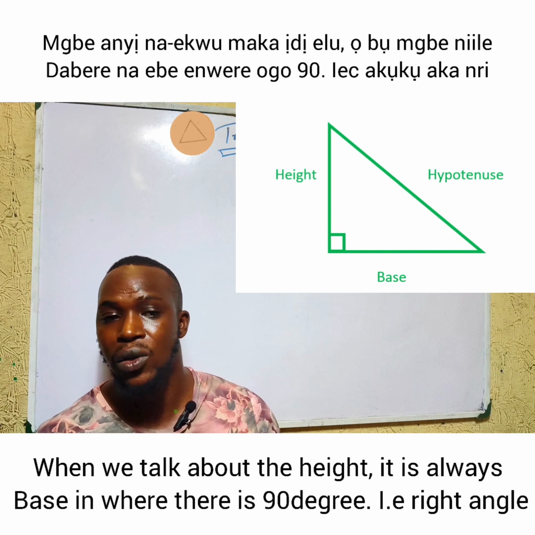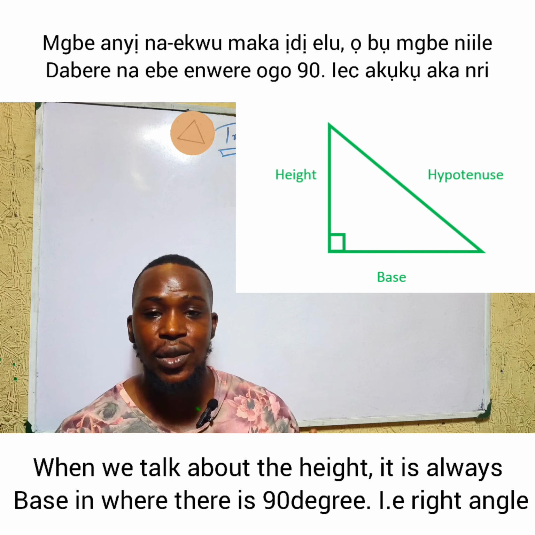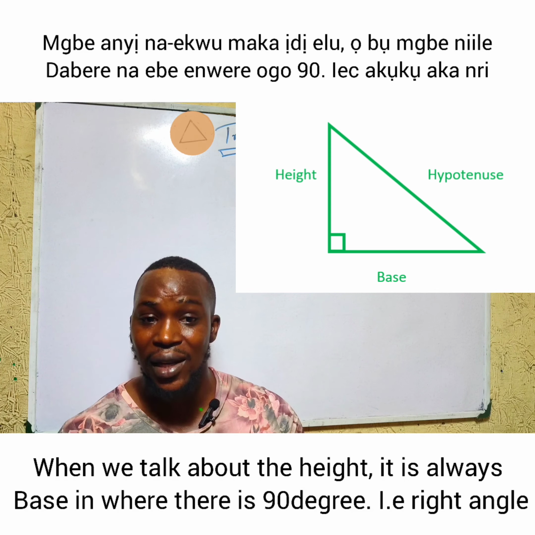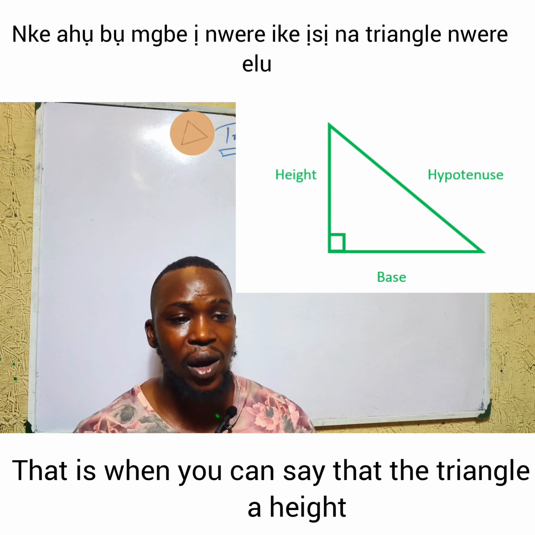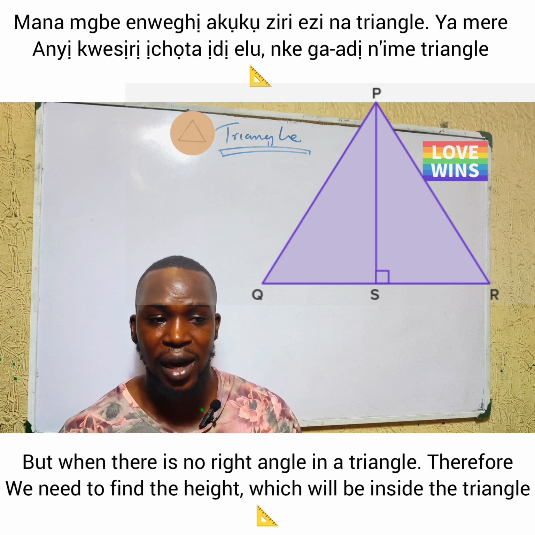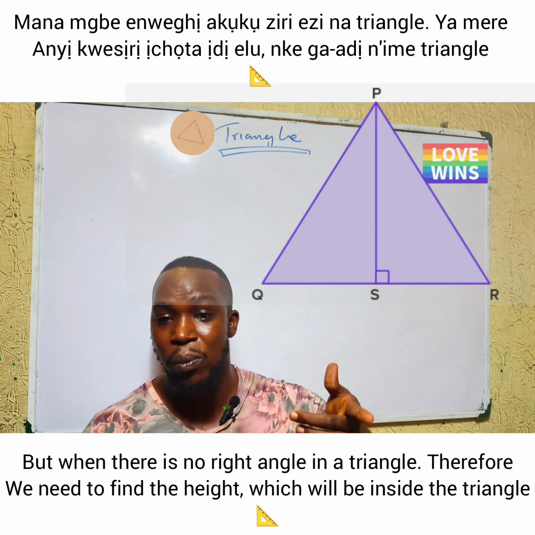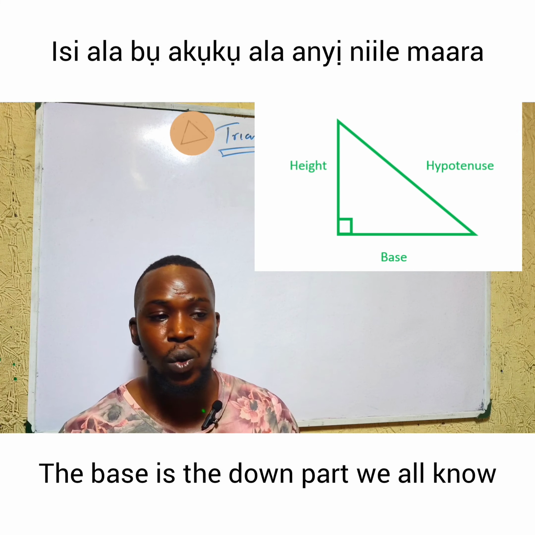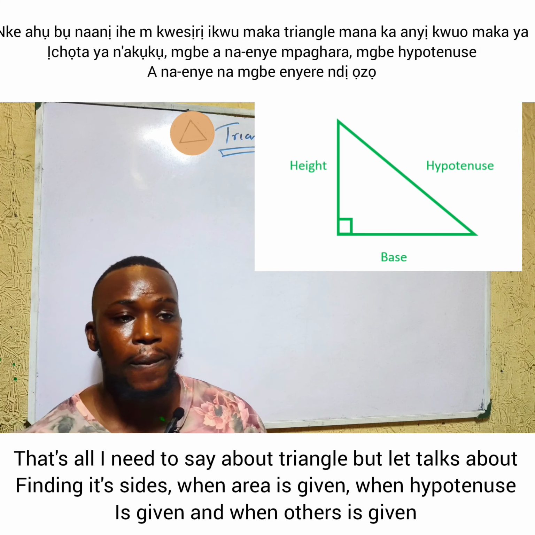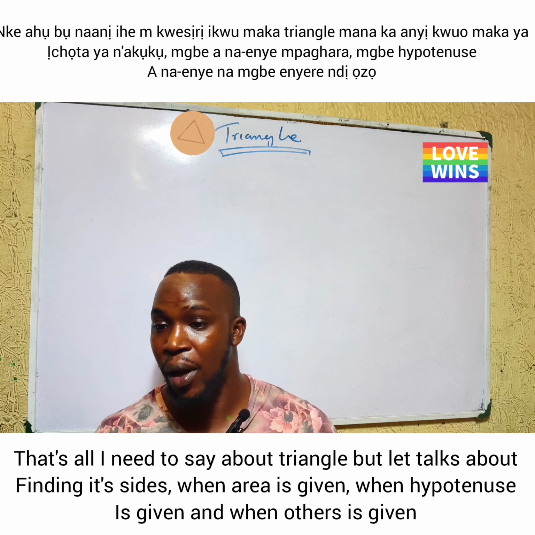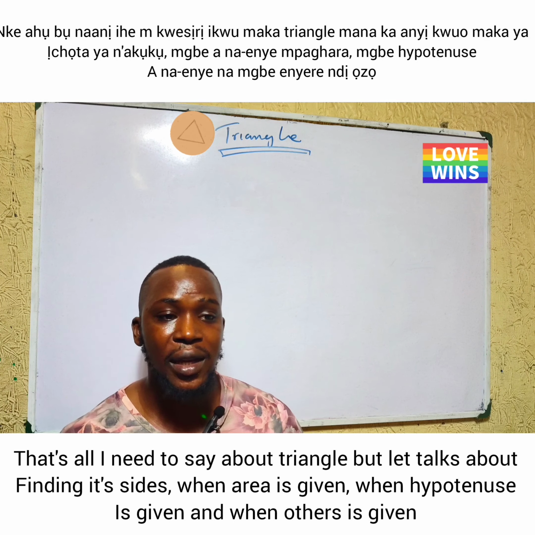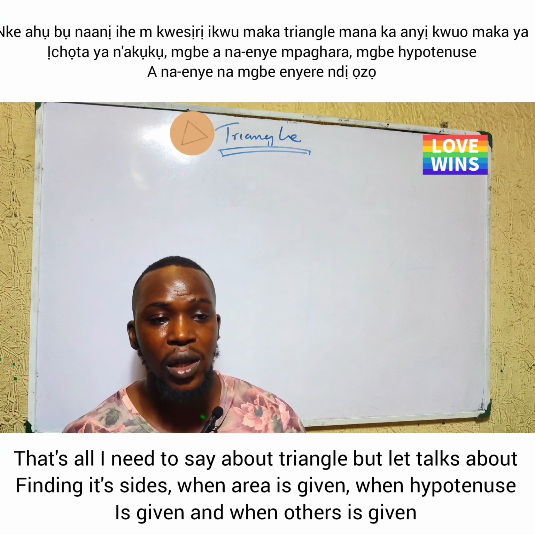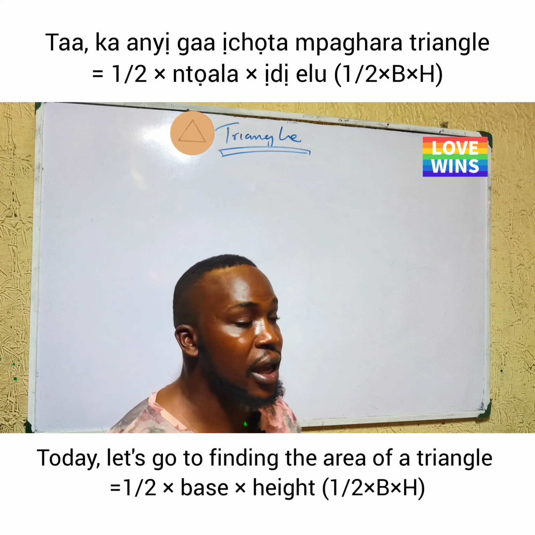Now, when we talk about the height, it is always based on where there is 90 degrees. That is where there is a right angle. That is when you can say that the triangle has a height. But when there is no right angle in the triangle, you need to find the height, which will be inside the triangle. And the base is the bottom, we all know. Okay, that's all I need to say about triangle. Now let's go to finding a side of the triangle when area is given, when hypotenuse is given, and when others are given. Today, first of all, let's go to finding the area of a triangle.